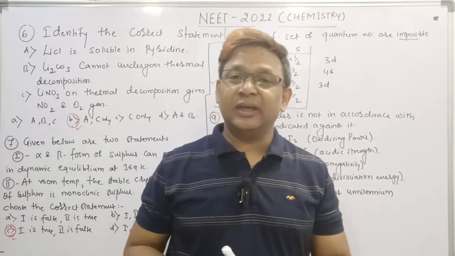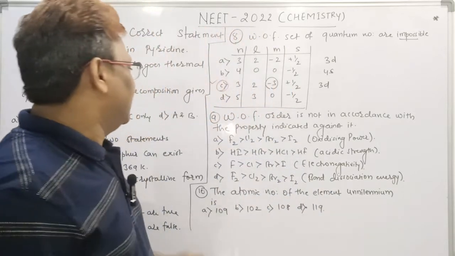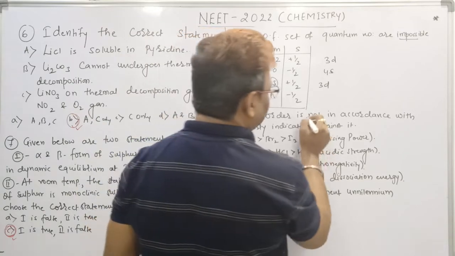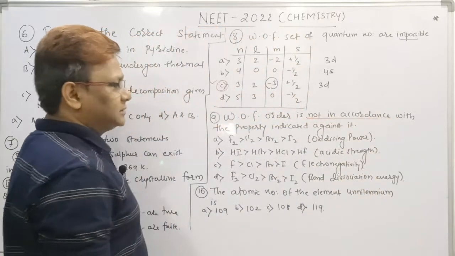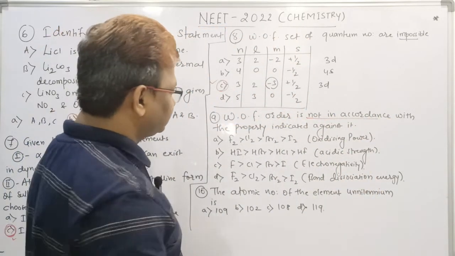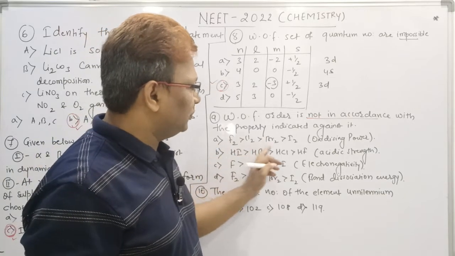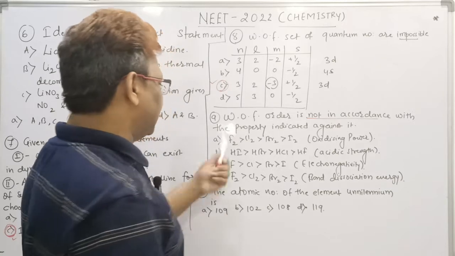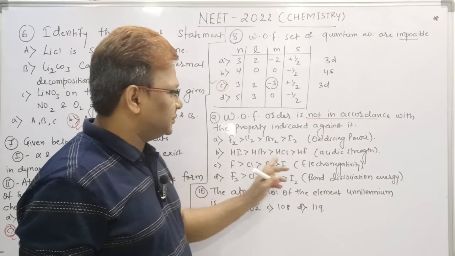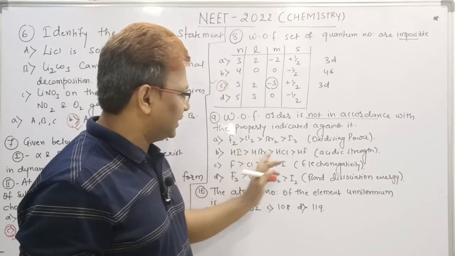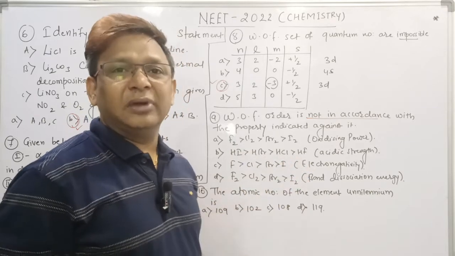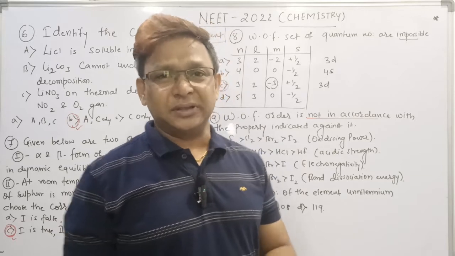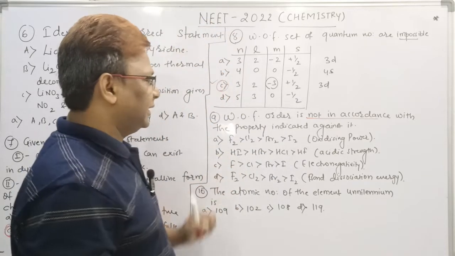Like that, questions are also asked in the NEET. Which of the following order is not in accordance with the property against it? See, beta, among F2, Cl2, Br2, I2, F2 will have a higher oxidizing power than the others, right? HI, HCl, HBr, HF. While coming down the group, bond length increases, bond energy decreases, acidic strength increases. So HI will have a higher acidic strength.